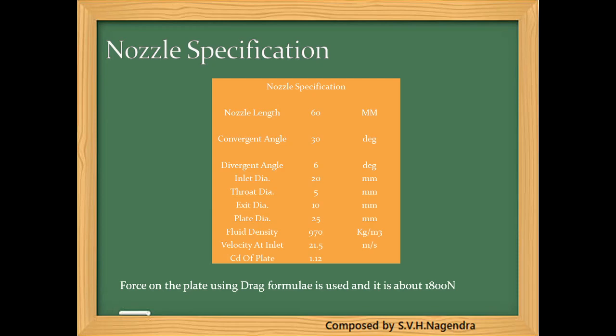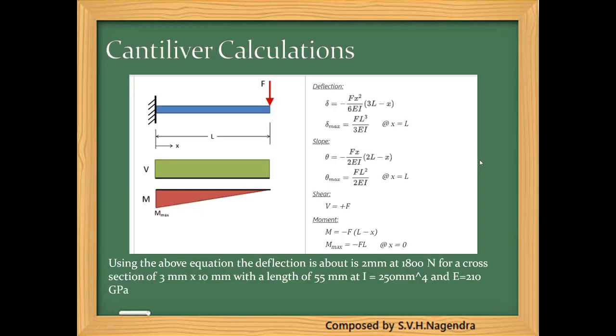Then I have taken the cantilever beam condition, in which I used the calculation delta max equals F L cube by 3 E I. The cross section I have taken for the beam is 3 mm cross 10 mm, a rectangular section, so I is equal to 250 mm to the power of 4. The Young's modulus I have taken is 210 GPa, and the length of this particular beam is approximately 50 mm. You would say that the force acting on the plate is going to be somewhere here.